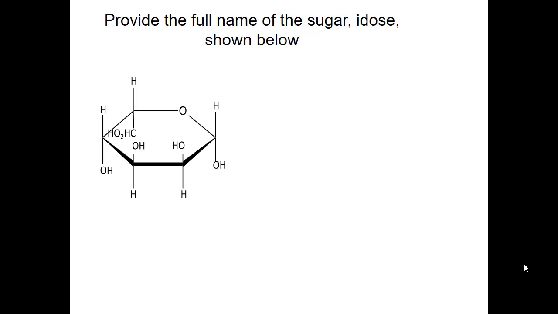Okay, so let's work a couple of examples covering sugars, just reinforcing some of the concepts that we talked about in today's lecture. So the first example is from last semester's exam, where I asked the students to provide the full name of the sugar idose shown below. So this is the Haworth of the sugar idose, and remember the nomenclature is the anomer form, followed by the stereochemistry, D or L, followed by the name of the sugar, including the ring size.